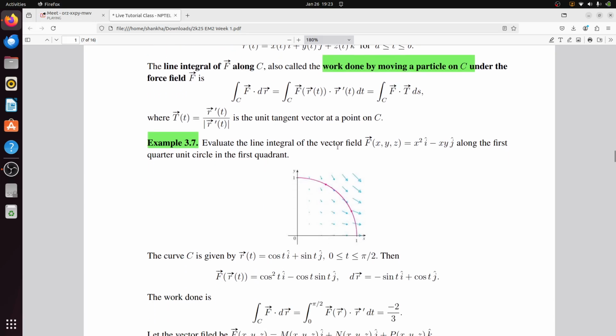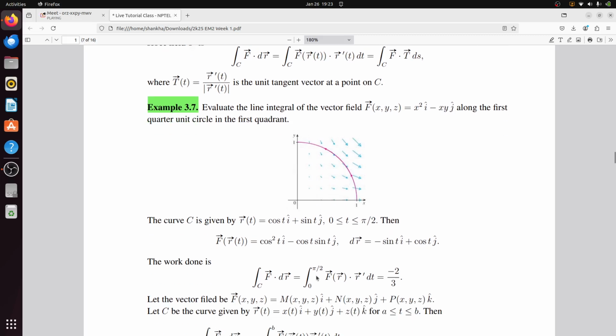So you have a line integration and the vector field F(x, y, z) as x square i cap minus xy j cap along the first quarter of the unit circle, in the first quadrant. That means your parametric representation will be cos t i cap plus sin t j cap, and your t will vary from 0 to pi by 2, because we are only bothered about the first quadrant. If you take 0 to 2 pi, you will go in the reverse direction, and you will reach the same point.